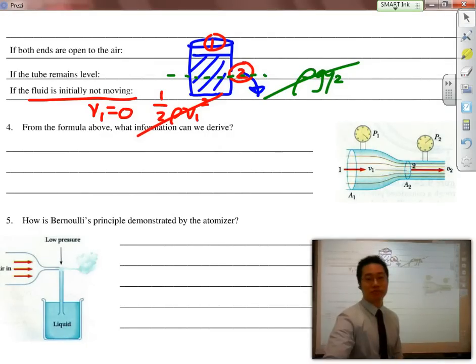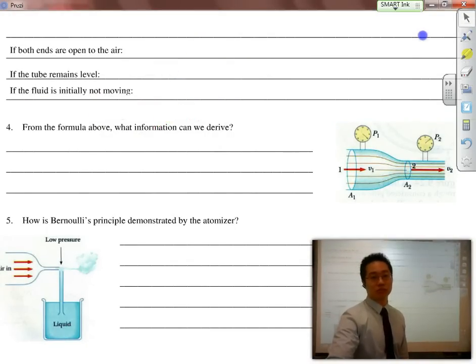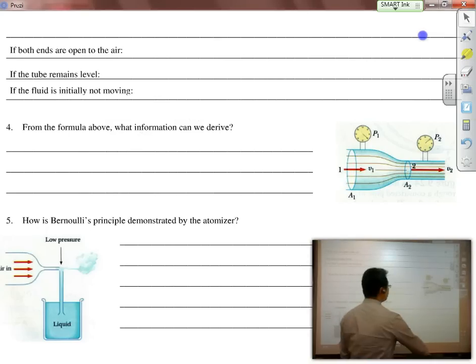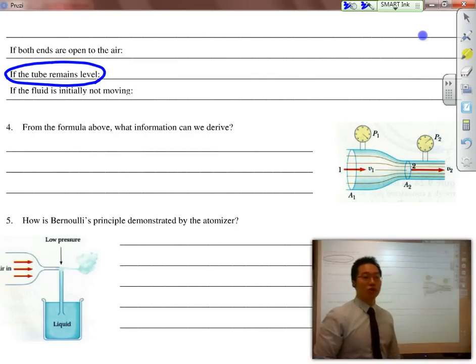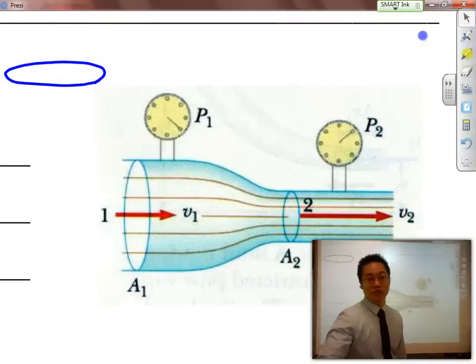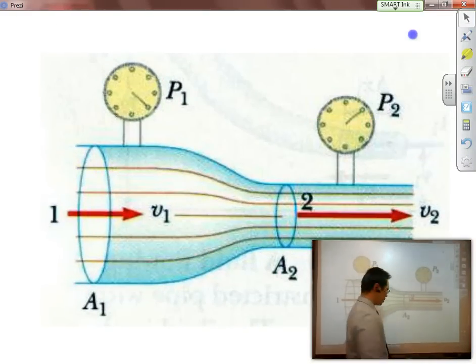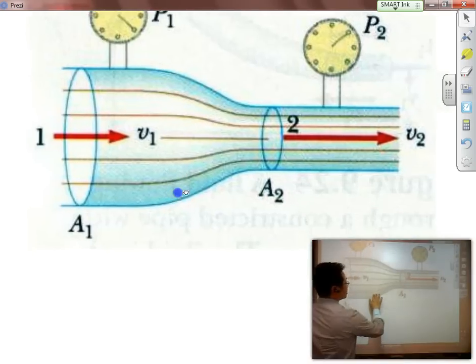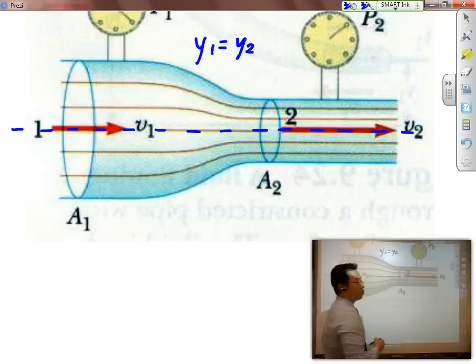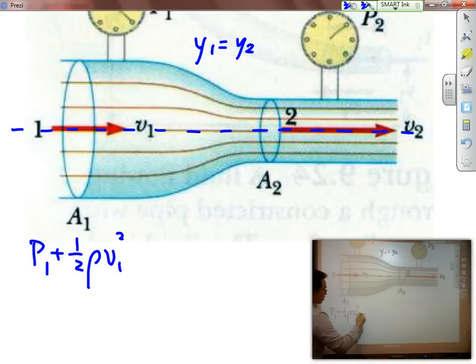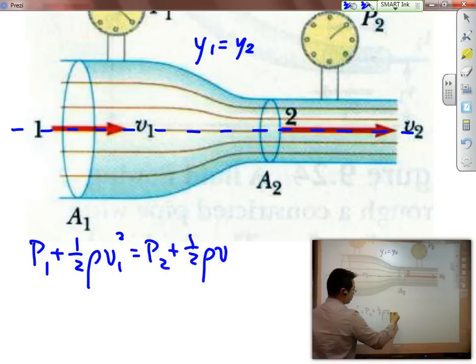Okay, so going back to here, now this last part, if the tube remains level, is actually the most interesting part of Bernoulli's formula. If the tube remains level, even if it's changing diameters, so if we take a look at this example over here, if the tube is remaining level, meaning that the midpoint of this picture is staying exactly the same, that means y1 is going to equal y2. And if y1 equals y2, that means rho g y1 and rho g y2 cross out, and you're left with P1 plus 1/2 rho V1 squared equals P2 plus 1/2 rho V2 squared.